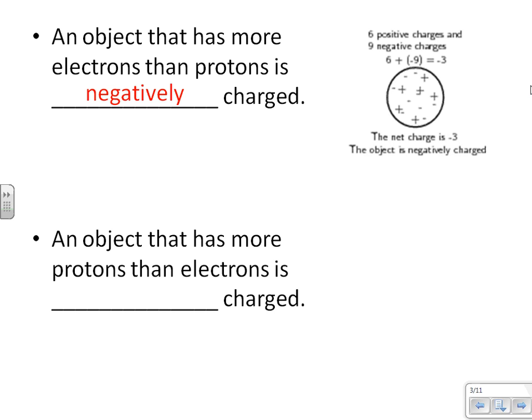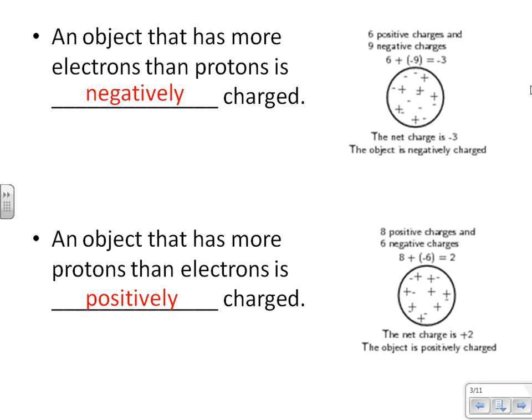An object that has more protons than electrons is positively charged for the exact same reason. So here's an example here. If you count all the positive charges in this circle, there are 8 of them. And there are 6 little negative lines. So when we add those two up, we get +2, making this object positively charged.